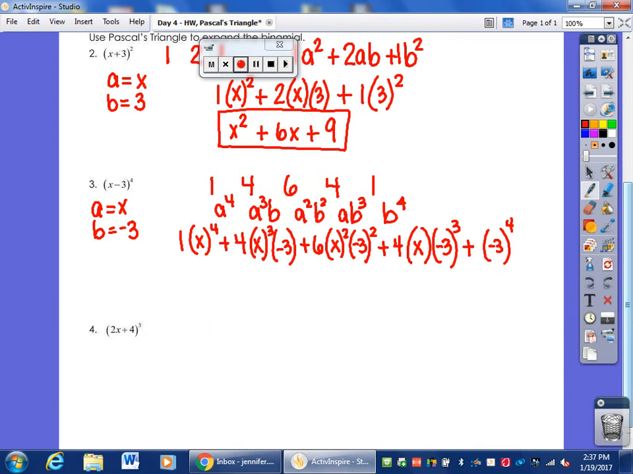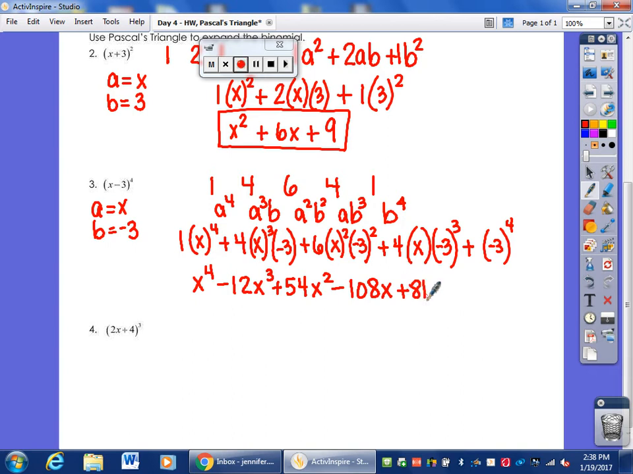So now we have to simplify that. So this becomes x to the 4th. Now here's where you're going to need to do some mental math or use a calculator or whatever. 4 times -3 is -12, and then you have x to the 3rd. Over here you have -3 squared, which is 9, times 6, which is 54, x squared. And then over here you've got -3 to the 3rd, that's -3 times -3 times -3, which is -27, times 4 is -108x.